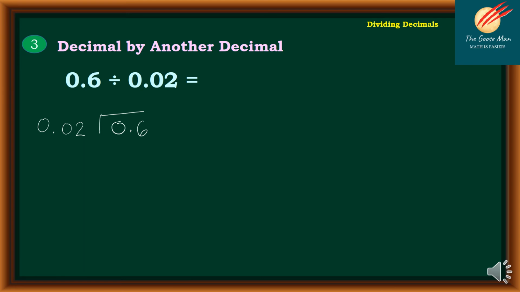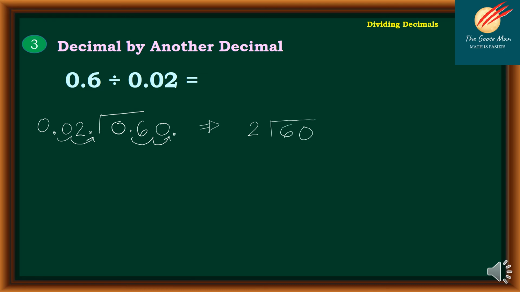Now we would like to make our divisor a whole number, meaning we will move the decimal point to the rightmost. So this is 1, 2. We need two spaces so that we can make 0.02 a whole number. In the same manner, we will move two spaces for our dividend to the right. So we have 1, 2, and move the decimal point here. And do not forget to write 0. So therefore, our new divisor is equal to 2, and our dividend is equal to 60.